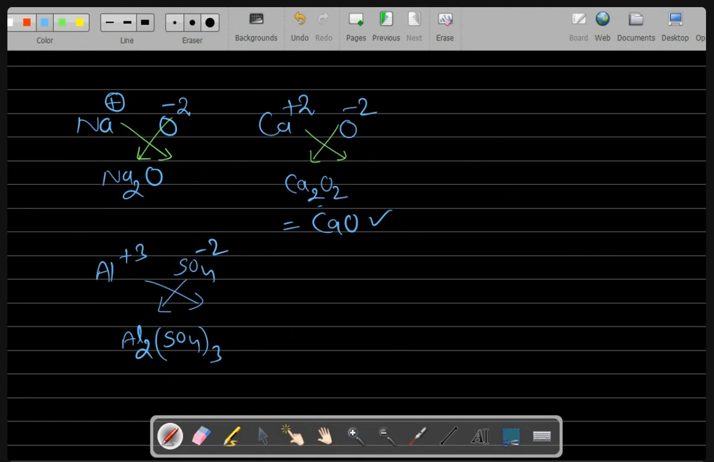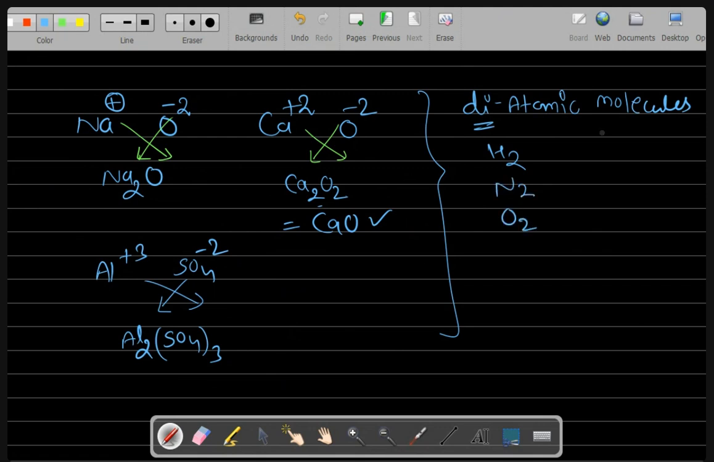Now, you are asking about fluorine and chlorine. These are called diatomic molecules. Diatomic molecules have two atoms, like hydrogen, nitrogen, oxygen, similarly chlorine gas, bromine, iodine. Understand that F2 is a molecule, but a fluorine atom can also exist.